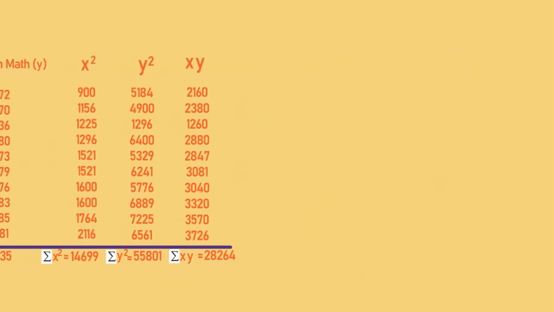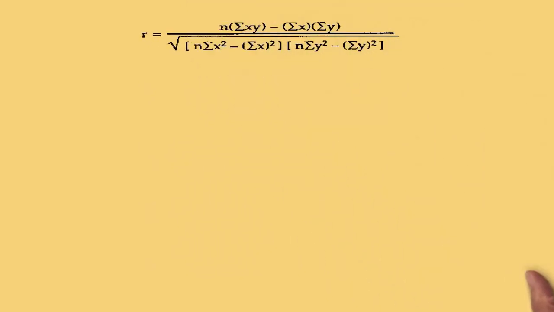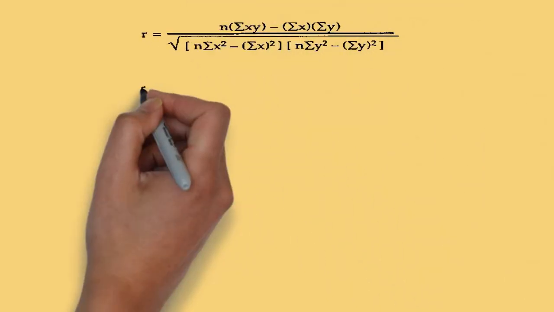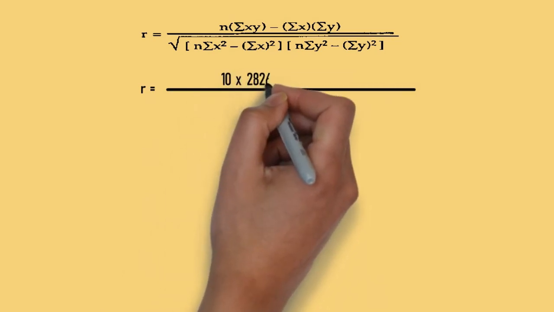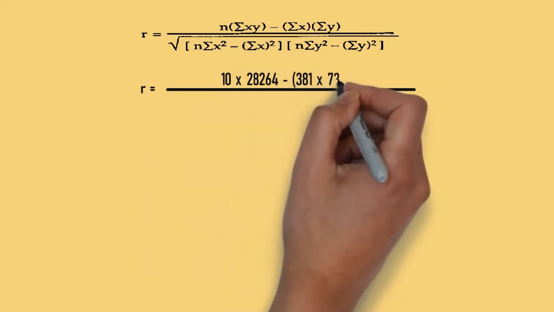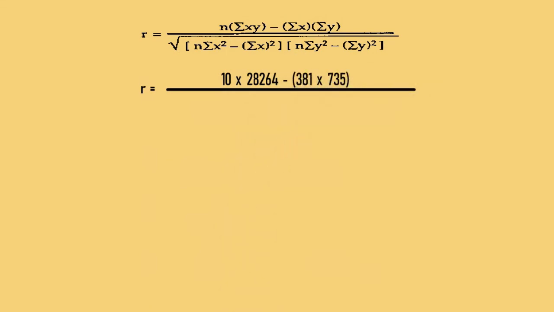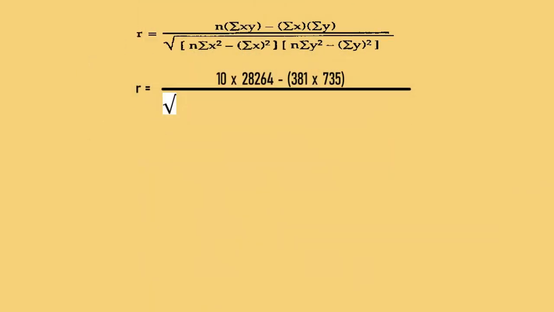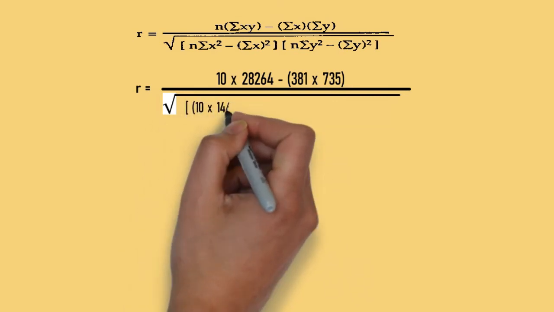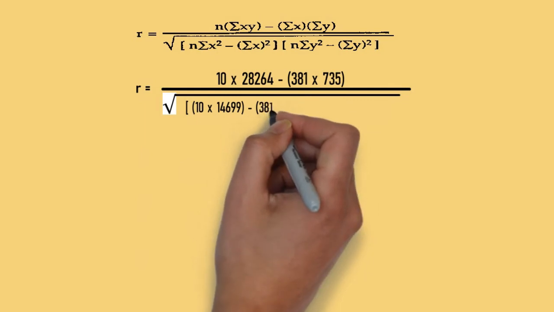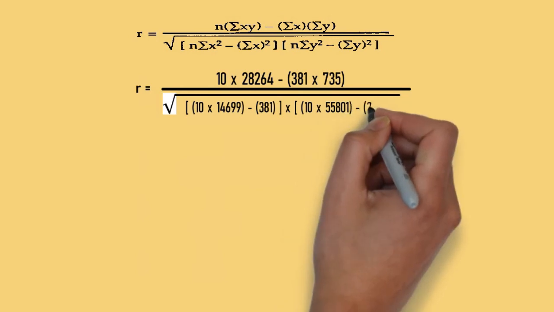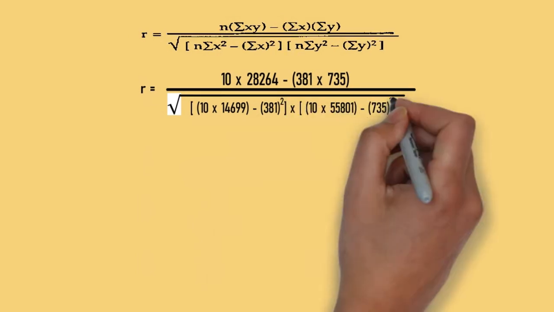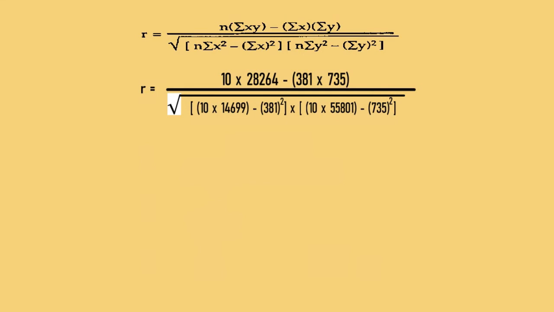In our next step, we can calculate the R between two variables. The formula is here. So R equals n, the total number of students, which is 10, into summation XY, 28,264, minus summation X, 381, into summation Y, 735, divided by the root over n, 10, into summation X square, 14,699, minus 381 whole square, into 10 into 55,801 minus 735 whole square.